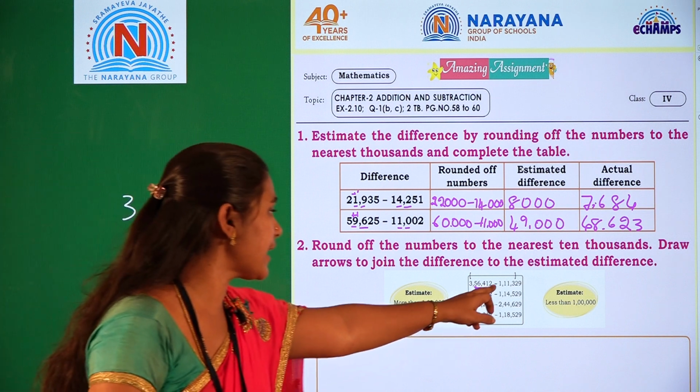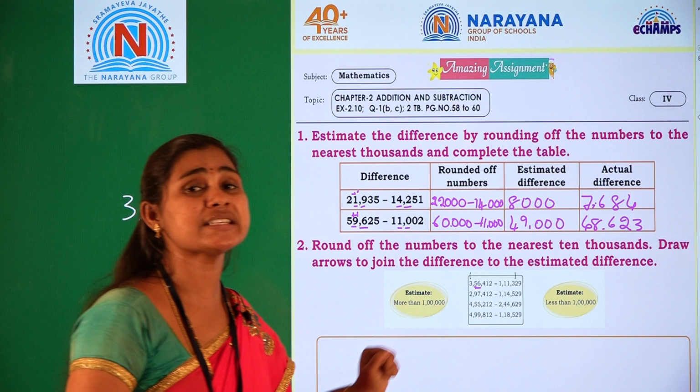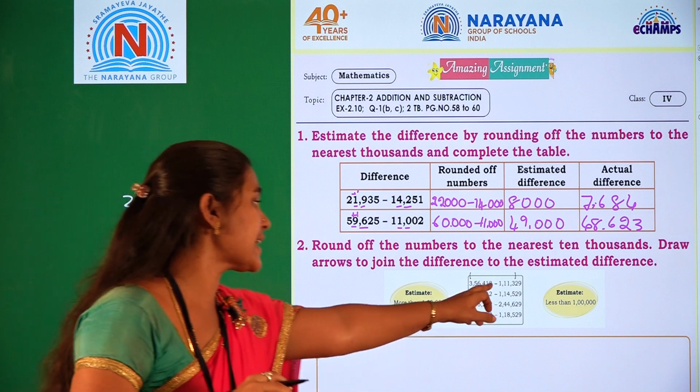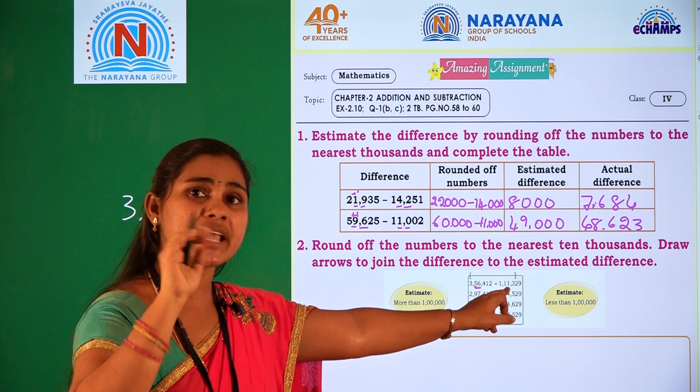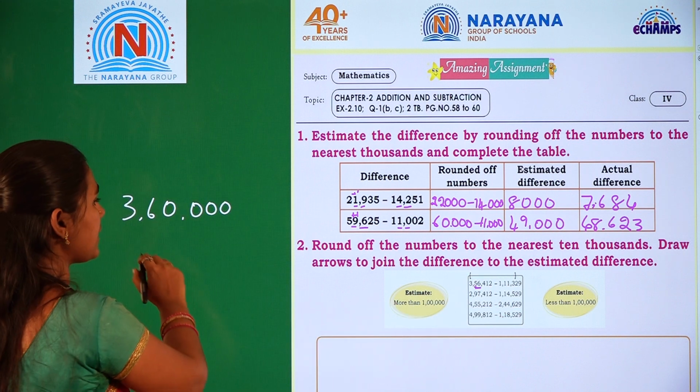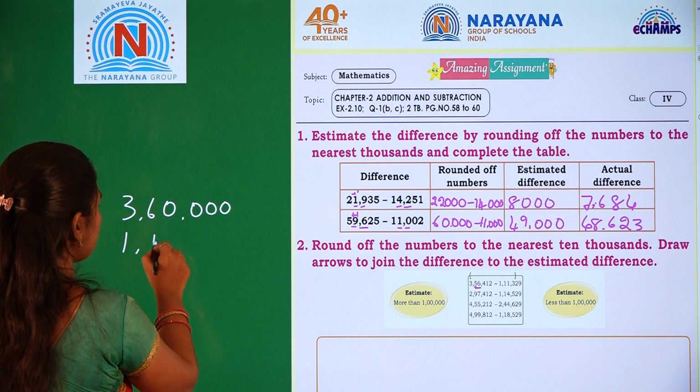Now, same like that, observe that the 10,000s digit is 1. The beside digit is 1. It is less than 5. Then what do we have to do? We should write the same number. Means 1,10,000.